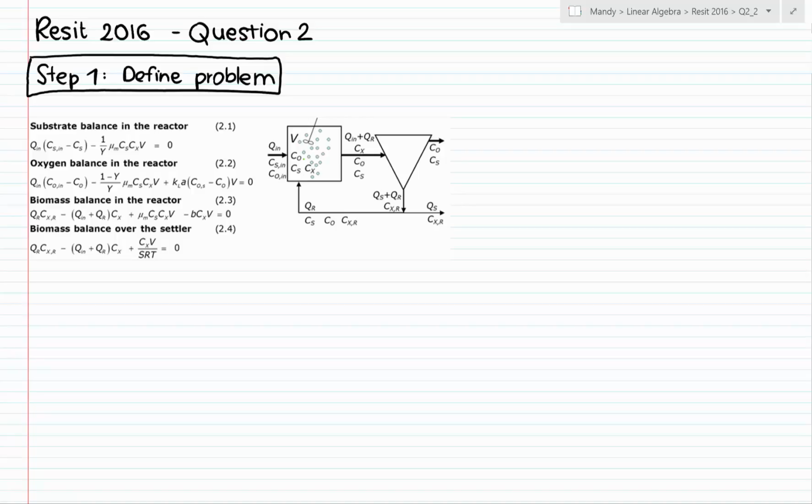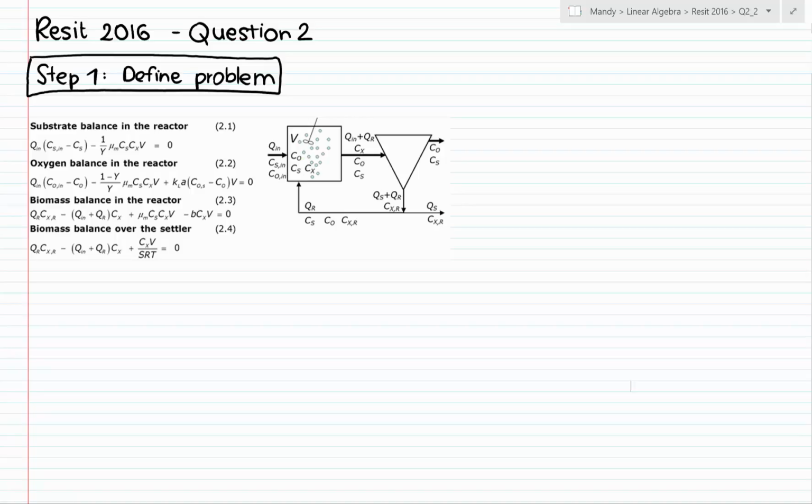We are given that the system can be defined by 4 equations: the substrate, oxygen and biomass balances over the reactor, and the biomass balance over the settler. A substrate or oxygen balance over the settler would not add any extra information, since the concentrations do not change.